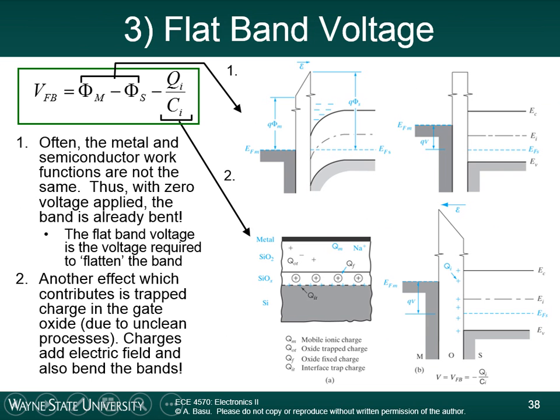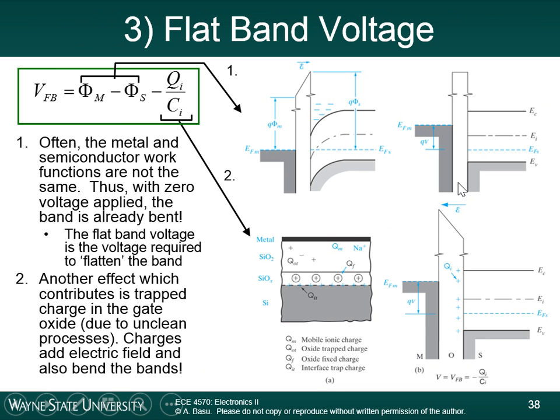The third term is the flat band voltage. The flat band voltage is equal to phi m minus phi s minus qi over ci. Phi m is the metal work function, phi s is the semiconductor work function. We talked about these things when we were talking about metal semiconductor junctions. So often the metal and semiconductor work functions are not the same. Thus, with zero voltage applied, the band is already bent.